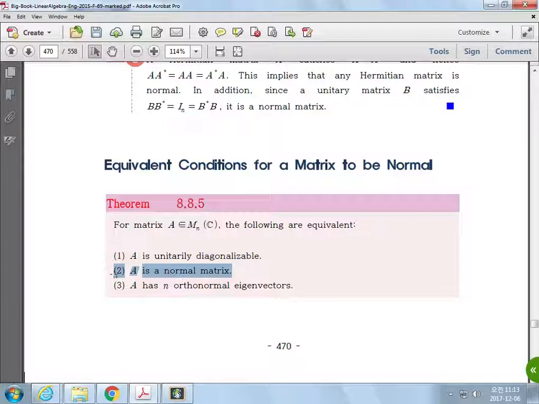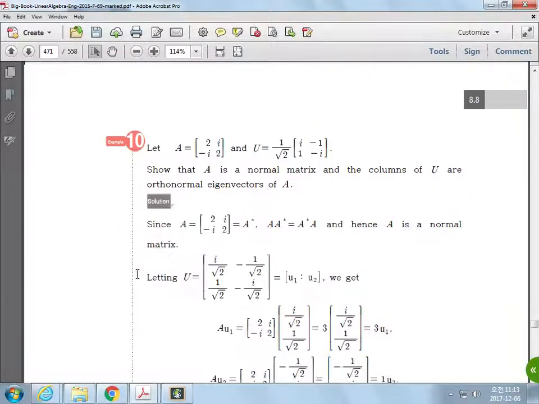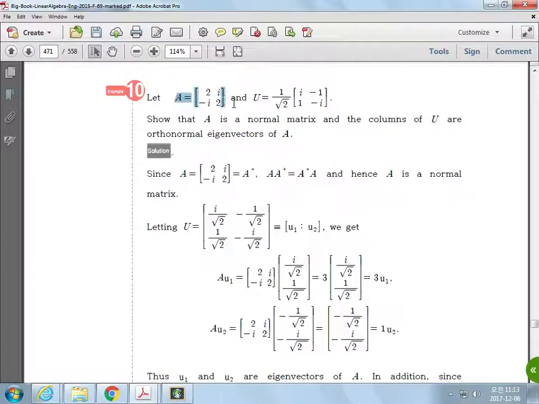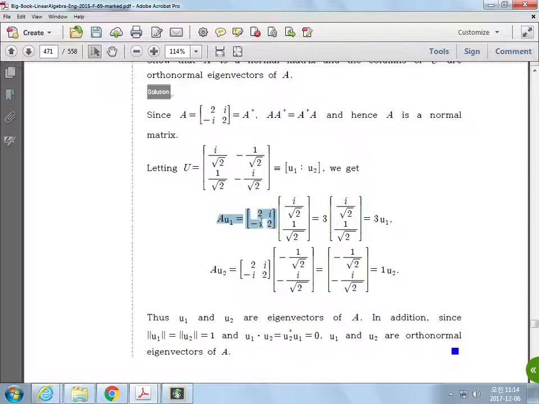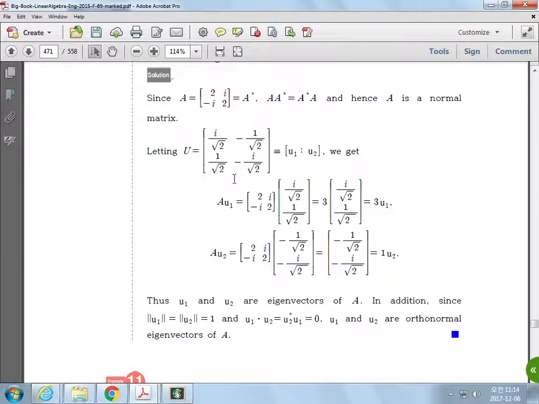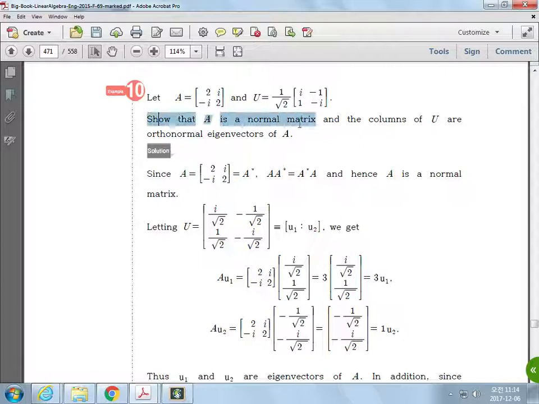Now you have a unitarily diagonalizable matrix. So you also have orthonormal vectors and the diagonal matrix whose main diagonal entries are the eigenvalues of A. This is an example, matrix A and U. And as you see here, this shows A is a normal matrix. So it is unitarily diagonalizable. So if you find the eigenvalues and their corresponding eigenvectors, then they are going to be the orthonormal eigenvectors that you are looking for.